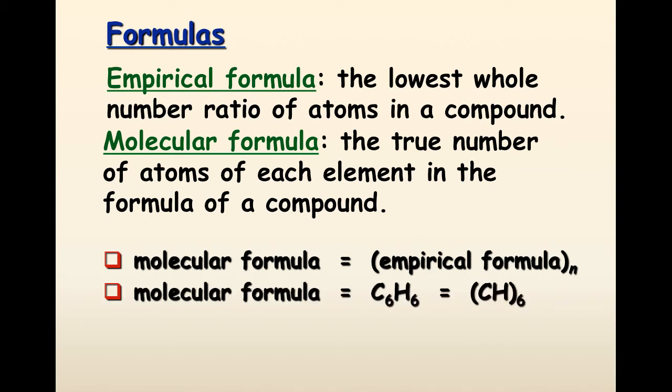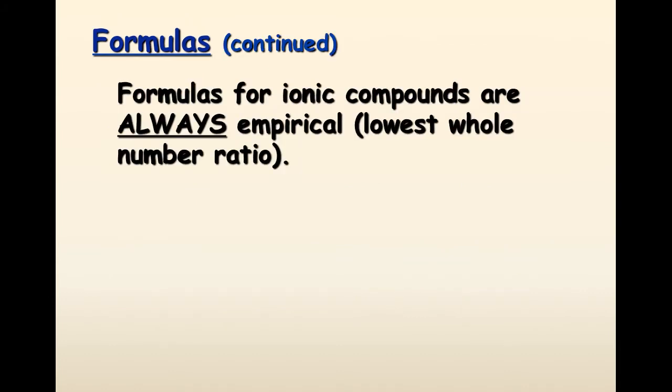So for example, our molecular formula of C6H6, which is basically benzene, its empirical formula is CH, and n is a value of 6 that distributes throughout the entire compound. Again, simply stated, the empirical formula of benzene is just CH.